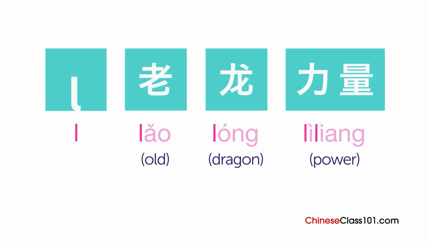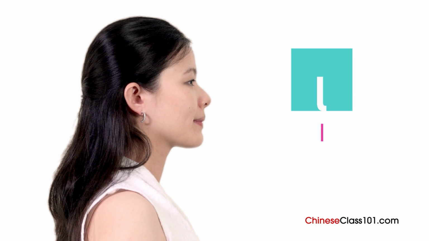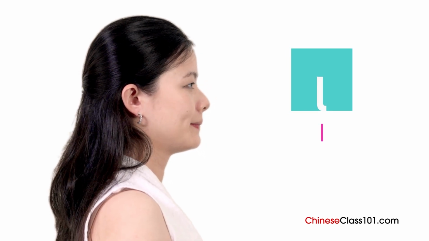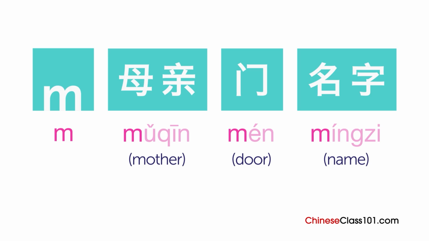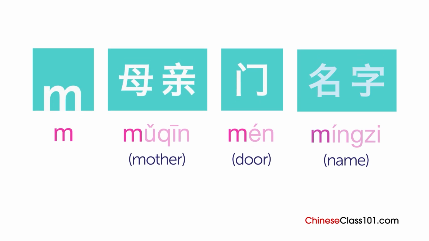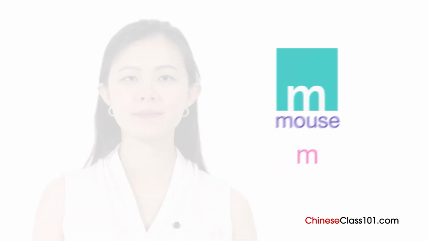The next consonant is l, like the L in the word let. The next consonant is m, like the M in the word mouse.